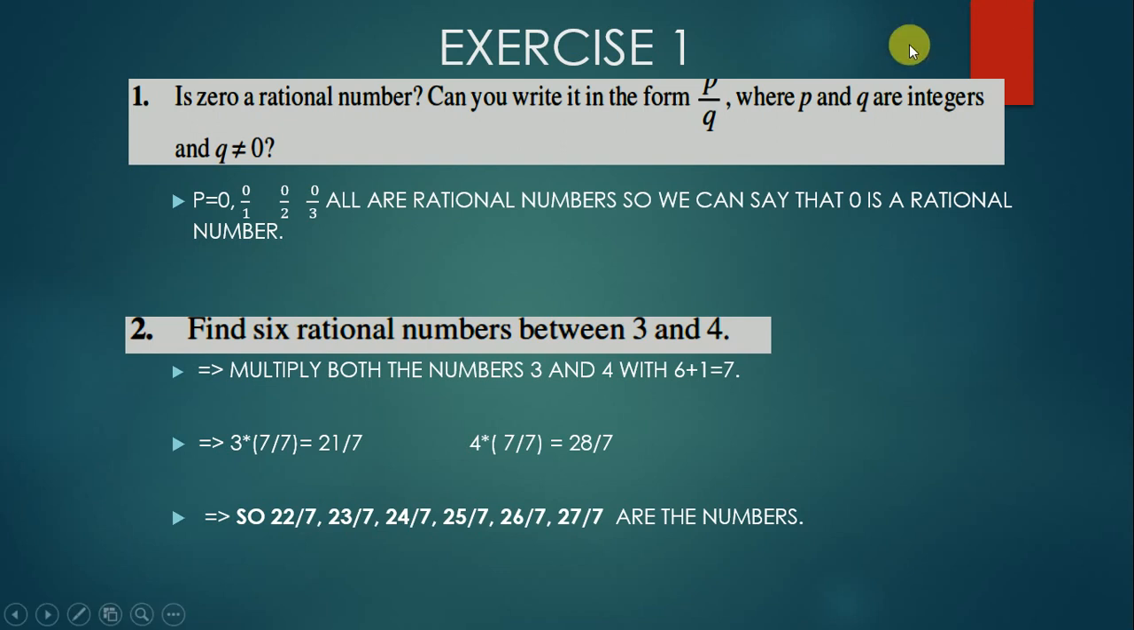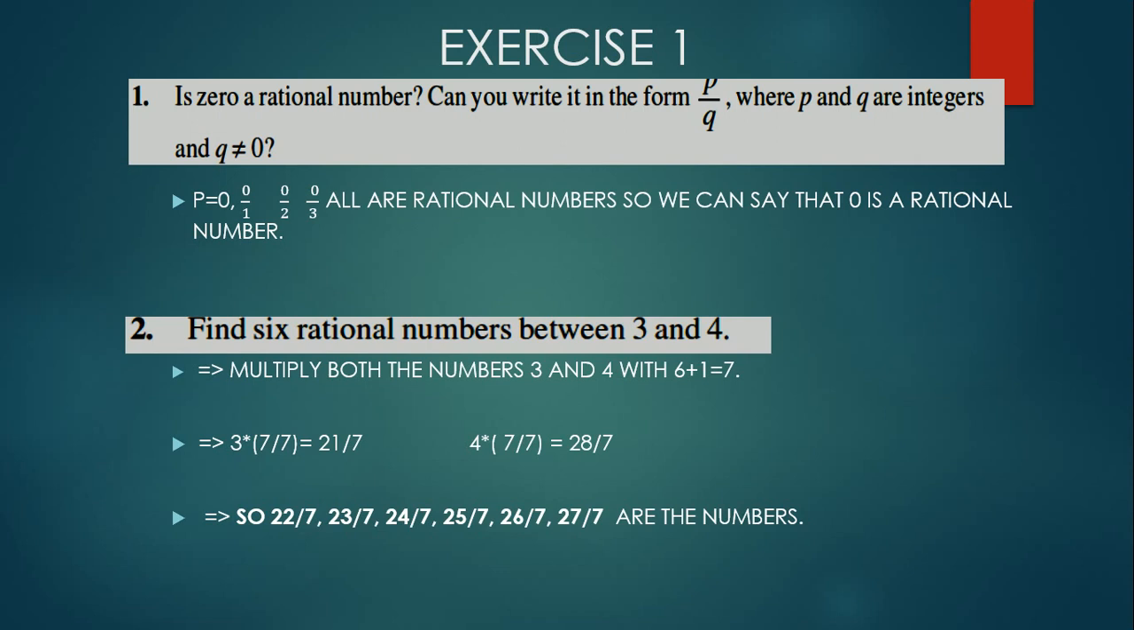Now we move to the first exercise. The first question, is 0 a rational number? Can we write it in the form of p by q, where p and q are integers and q not equal to 0? Okay. So our question is whether 0 is a natural number or not. Oh, sorry, rational number or not.